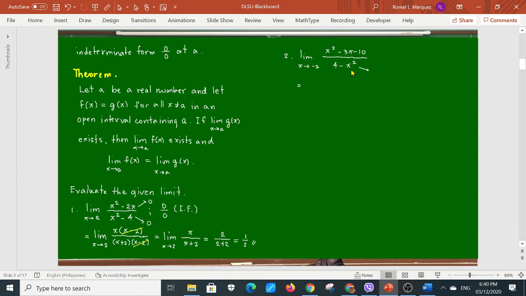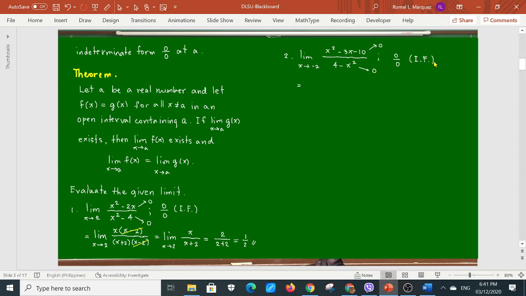So the limit of the denominator, 4 minus -2 quantity squared. So that's 4 minus 4. So the limit tends to 0, no? What about the numerator? This is -2 quantity squared, 4, minus 3 times -2, so that is positive 6. So 4 plus 6, 10, minus 10, 0. Since the numerator and denominator are both 0, this limit takes the indeterminate form 0 over 0. So that is an indeterminate form.